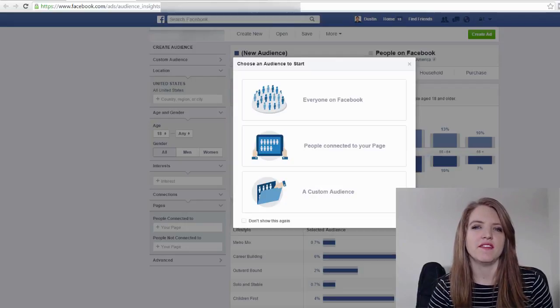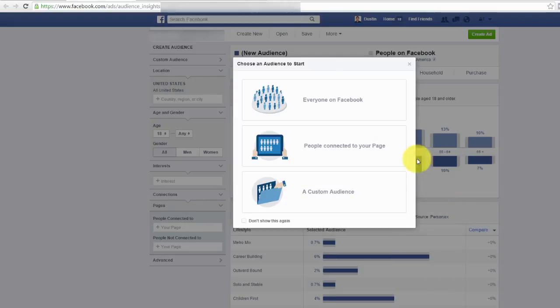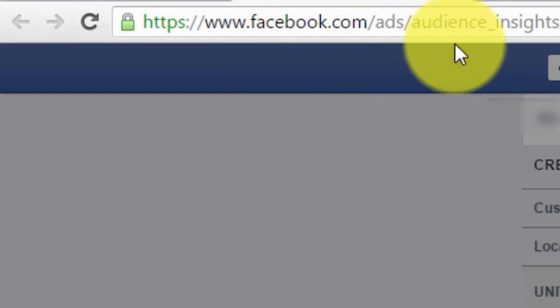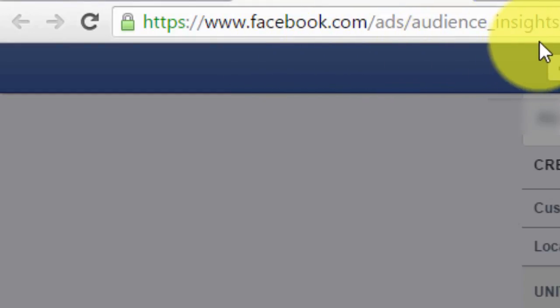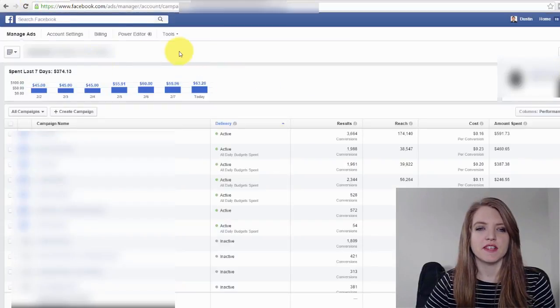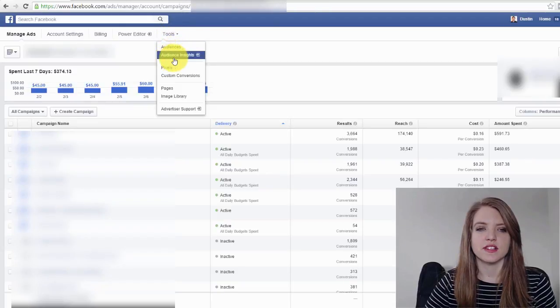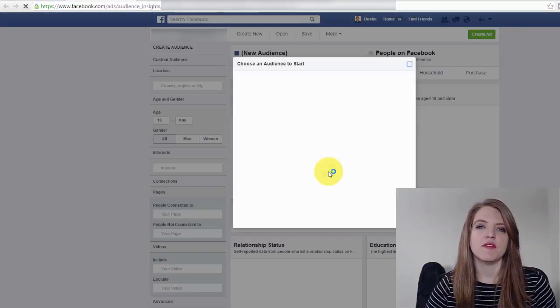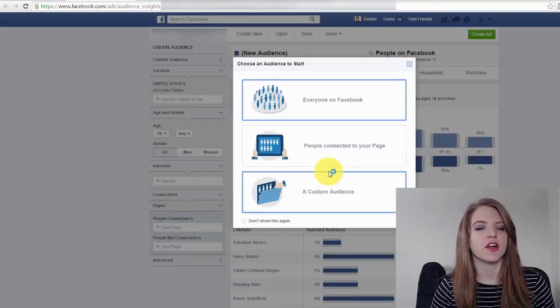Okay, so here we are in Facebook Audience Insights, and if you don't know how to get there, you simply go to facebook.com/ads/audience_insights, or you can get there from going to your Ads Manager on Facebook. You're going to go over here where it says Tools, and click down to where it says Audience Insights. And then once you're on this page, Facebook's going to allow you to pick a starting audience.